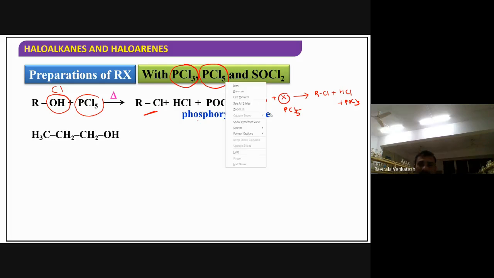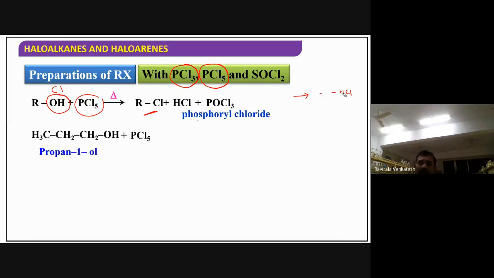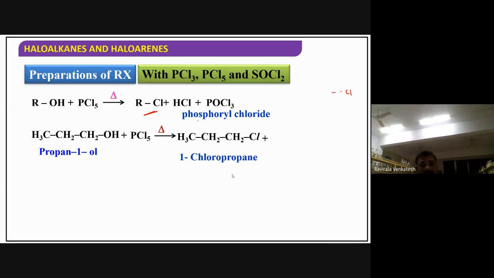Now take an example here with alcohol. You can take any example: CH3CH2CHOH, or CH3CH2OH, or CH3OH also. That is your wish. You can take primary, secondary, tertiary alcohols to get the products. This is the product, and POCl3.